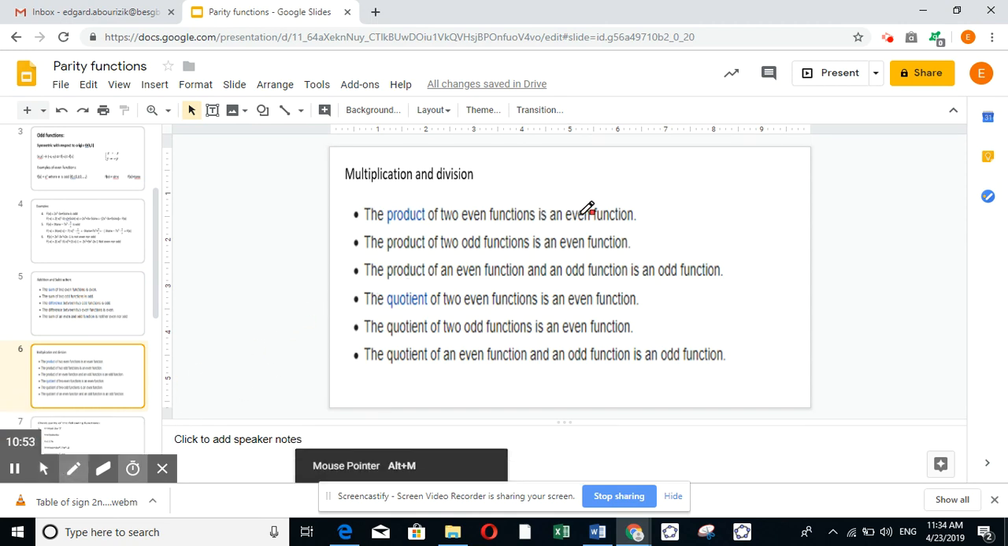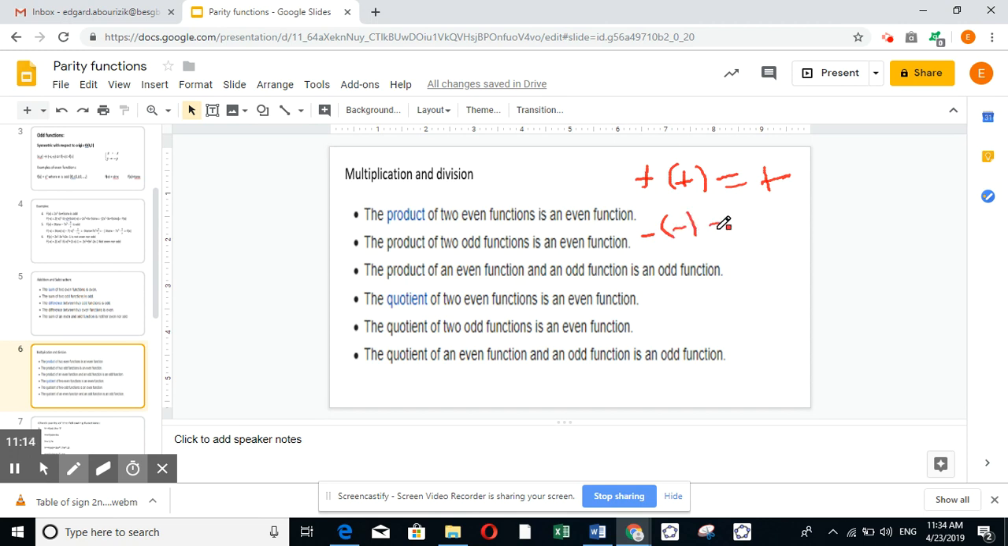Product of even and even: I'm going to take even to be plus. Why? You're going to see it will help us a lot in exercises. Suppose even is a plus. Plus times plus is plus, so even times even is even. Product of two odd: suppose odd is minus. Minus times minus is plus, and plus we name even. The product of even and odd, plus times minus, is minus.